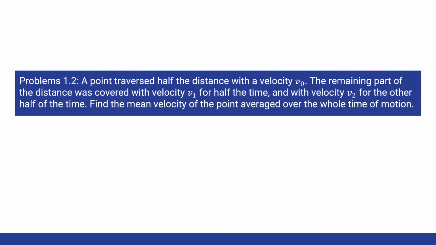In this lecture, we will be solving problem number 2 of the book, which is related to the chapter motion in a straight line. The statement of the problem goes as follows. A point traverses half the distance with a velocity v0. The remaining part of the distance is covered with velocity v1 for half the time and with velocity v2 for the other half of the time. We are required to find the mean velocity of the point averaged over the whole time of motion.